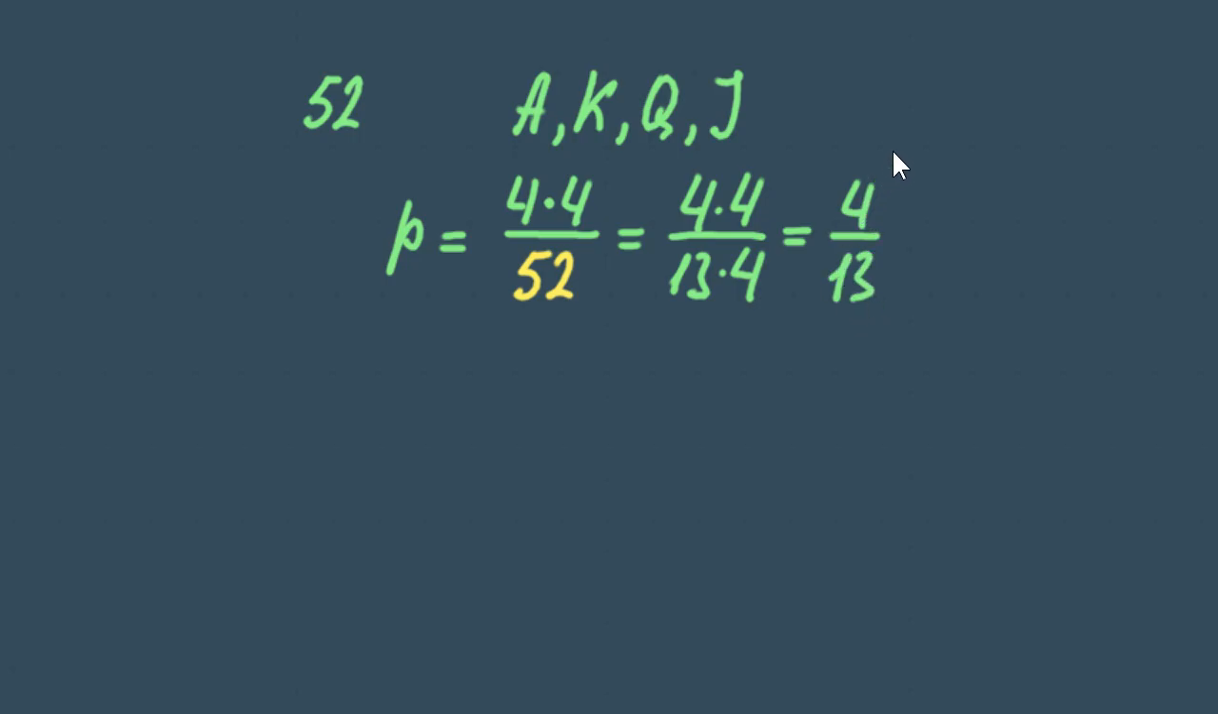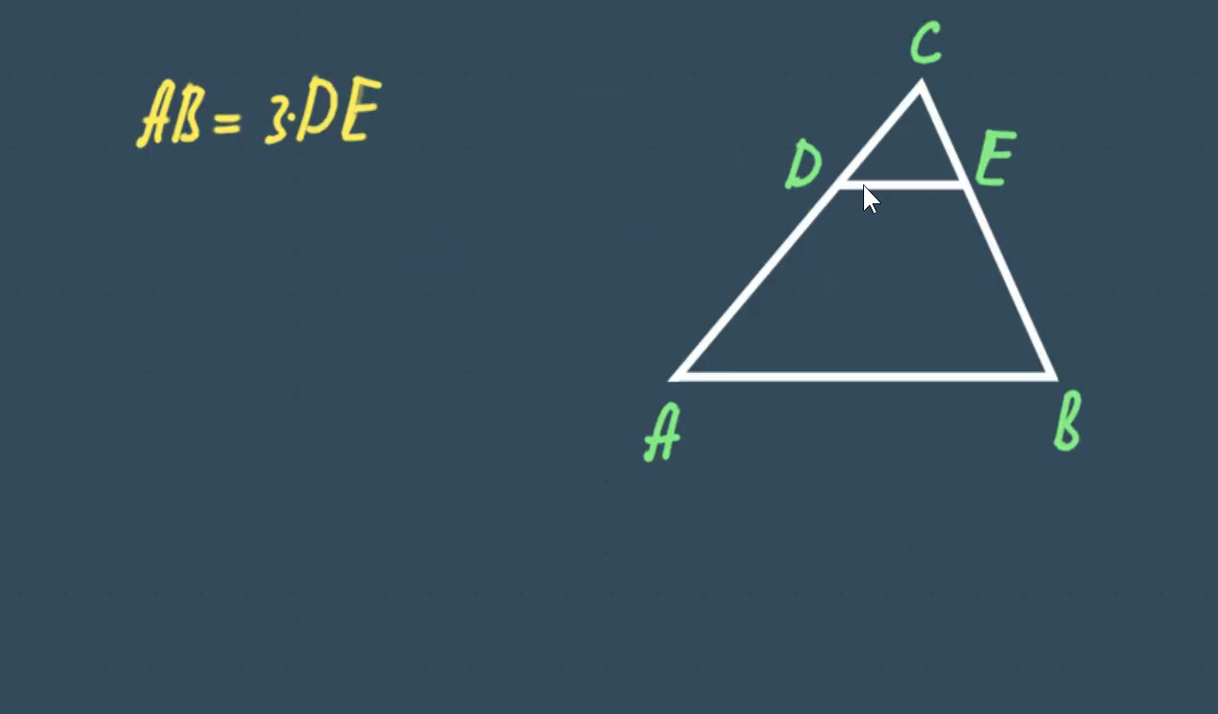Another problem. In triangle ABC, DE is parallel to AB. And AB is 3 times larger than DE. Find the probability that when we randomly select a point from triangle ABC, this point will be inside triangle DEC.